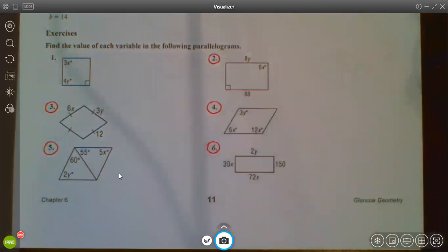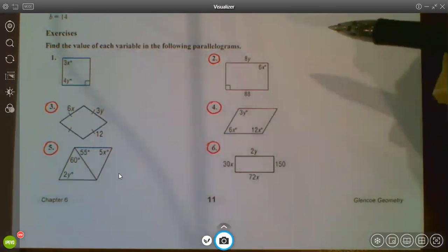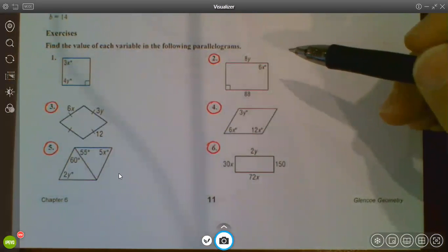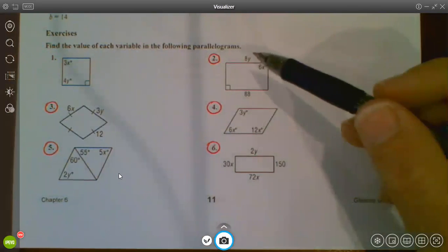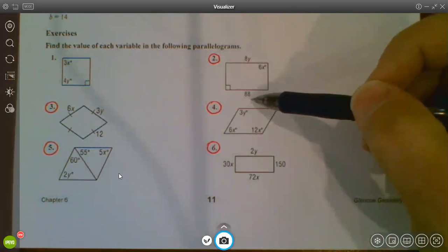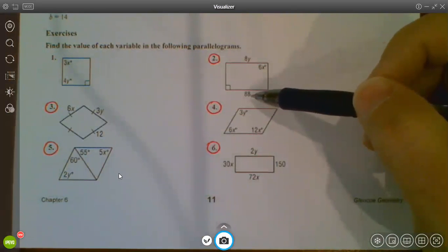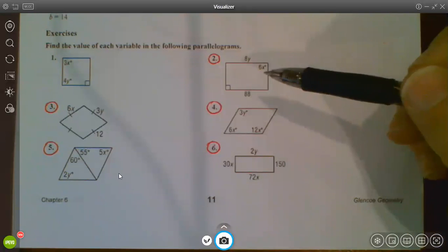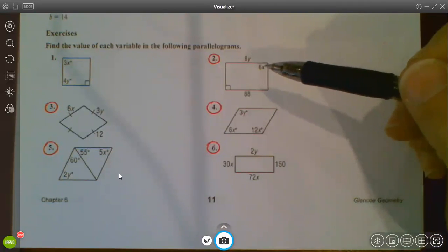So we're going to jump over here to number 2. Let's talk about the two main properties that came up first. It doesn't matter which of these letters you want to solve for first. I'm just going to start with the opposite sides. One of the main properties we saw up there is that opposite sides are equal.